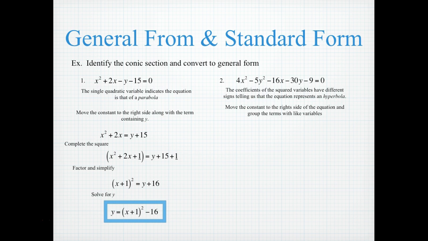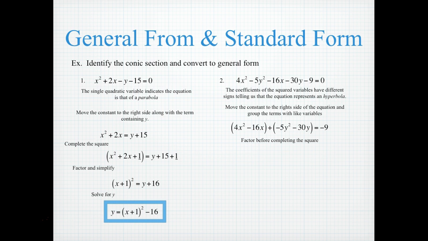So in order to complete the square in terms of x and y, I need to group them together. So I want the 4x to the second and the -16x grouped together. I want the -5y to the second and the -30y grouped together. And I need the constant term out of the way. So I'm going to add 9 to both sides and group the terms with x's and group the terms with y's.